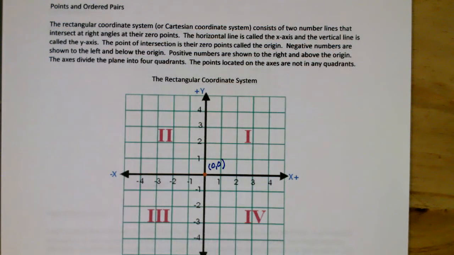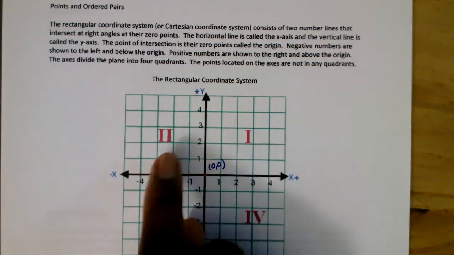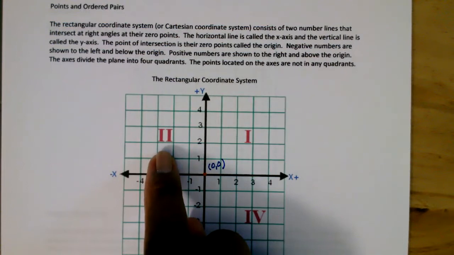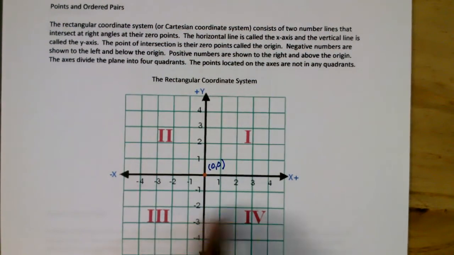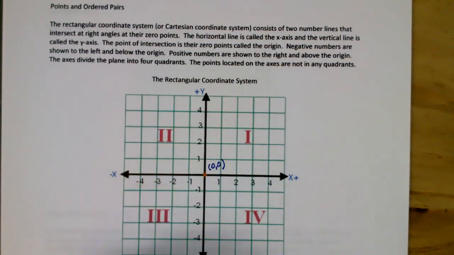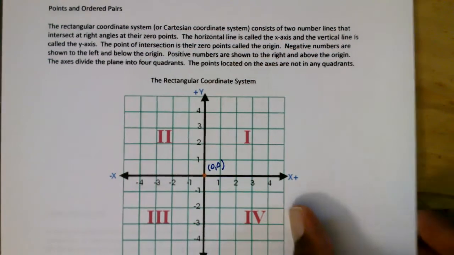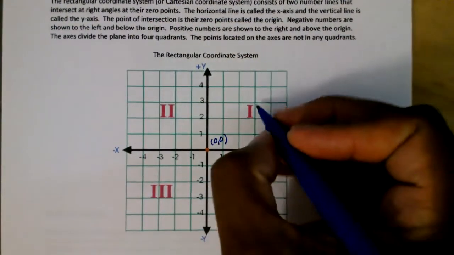Now, the axes divide the plane into 4 quadrants. Here we have the first quadrant in the upper right corner. The upper left is the second quadrant. The lower left is the third quadrant, and the lower right is the fourth quadrant. Now, the points located on the axis are not going to be in any of the quadrants. Okay.